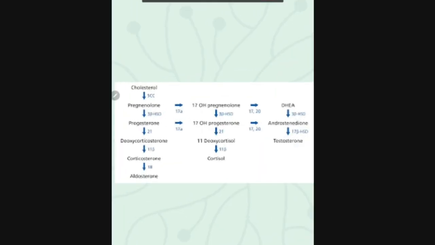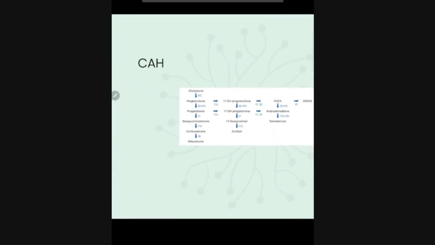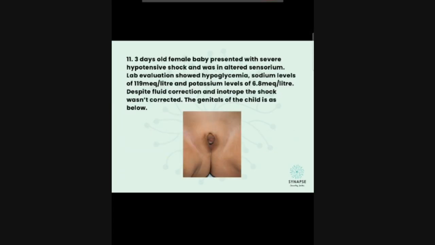Now we'll come again here. What was our question? A 3-day-old female presented with severe hypotensive shock and altered sensorium. Shock itself causes altered sensorium. In the labs, she has hypoglycemia, her sugars are low, hyponatremia, and hyperkalemia. Even after fluid corrections, electrolyte corrections, and inotropes, the shock did not correct.